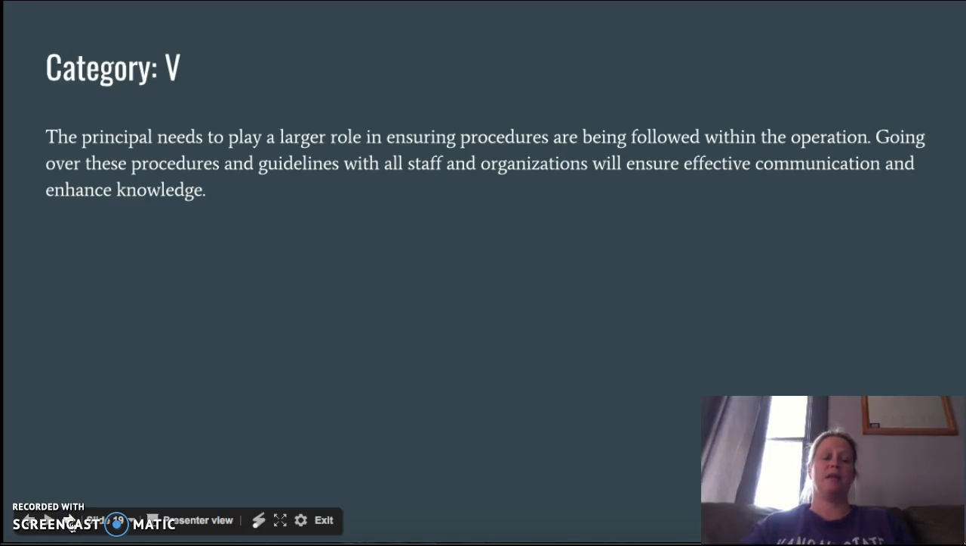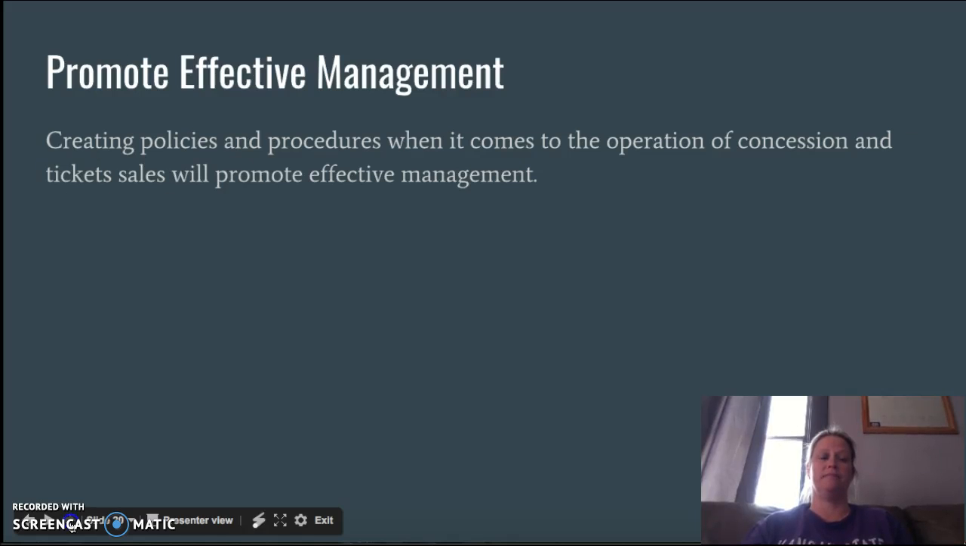The principal needs to play a larger role in ensuring procedures are followed within the operation. Going over these procedures and guidelines with all staff and organizations will assure effective communication and enhance knowledge. Ways to promote effective management: creating policies and procedures. When it comes to the operation of concession and ticket sales, this will promote effective management.